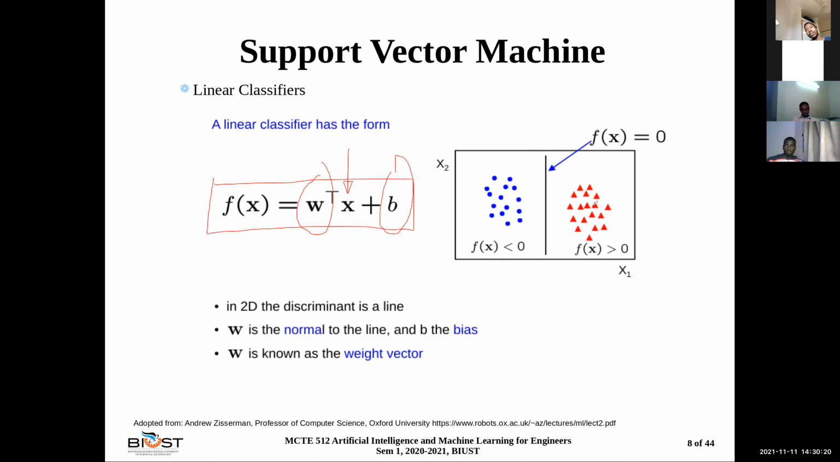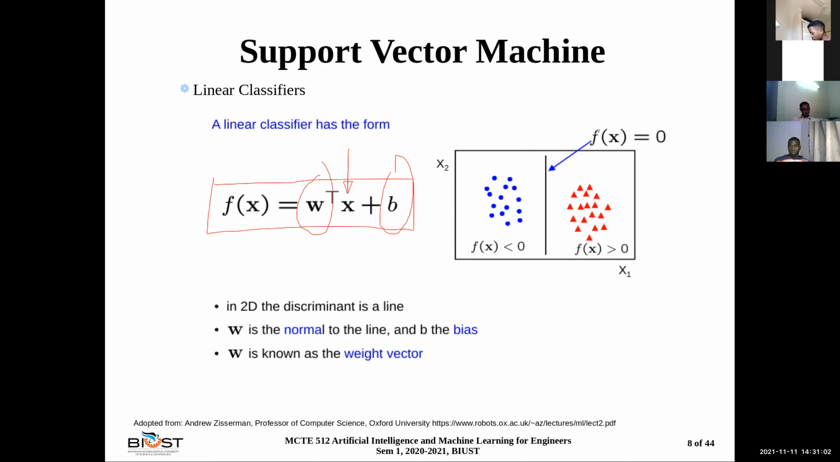For example, if you plug in the data of this point into f of x, it will result in greater than zero. While if you plug in this data into f of x, the result is a negative value, less than zero. So here they are nicely separable, and on the line itself, the function is equal to zero. That's the line that linearly separates the two classifications.